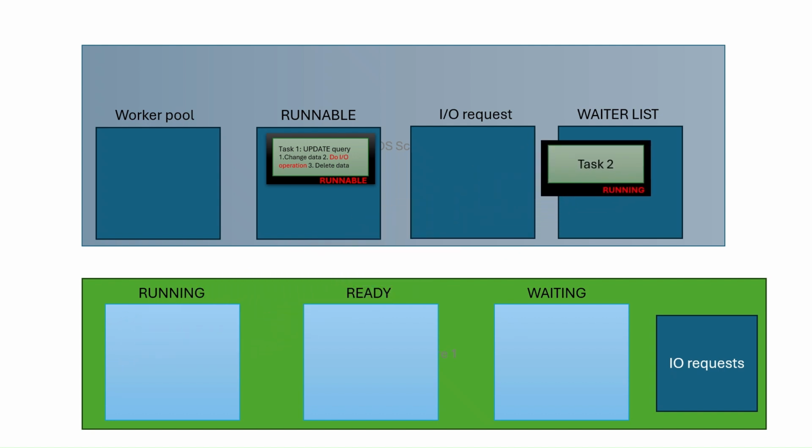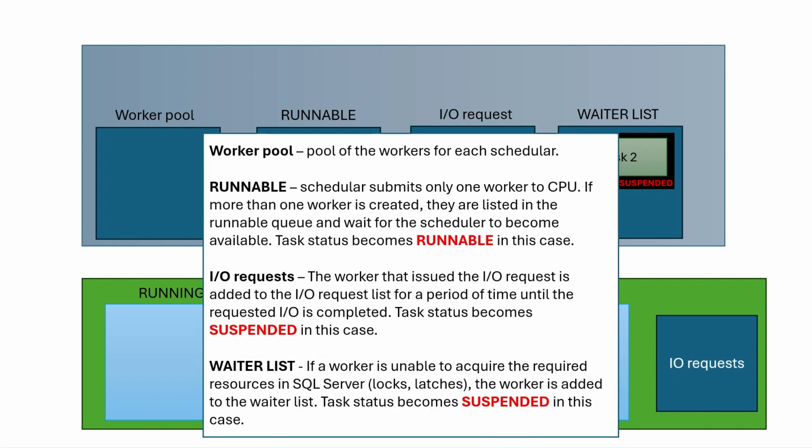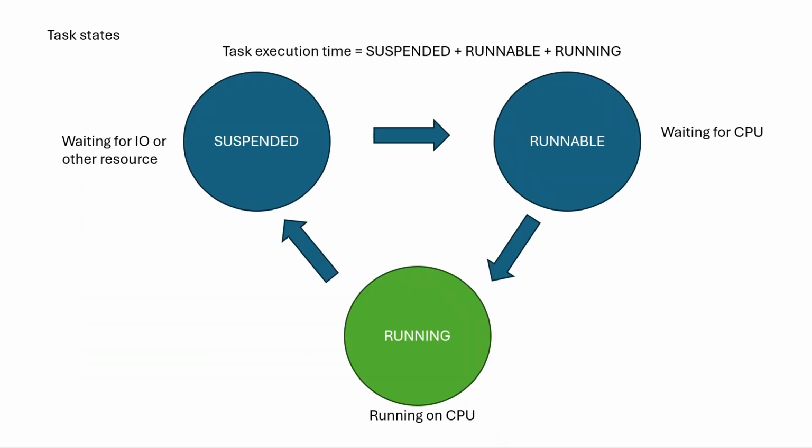If a worker waits for resources other than I/O, like memory, log, or latch, this worker is moved to the waiter list and the state changes to suspended. This is a short summary of what we discussed until now. With the exception of initialization and cleanup, a task spends its time switching between running, suspended, and runnable states.